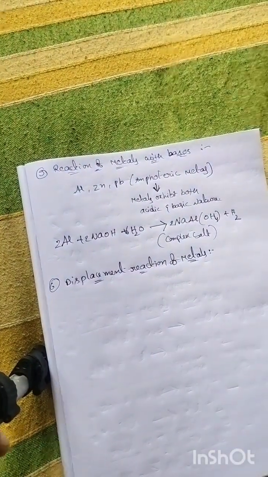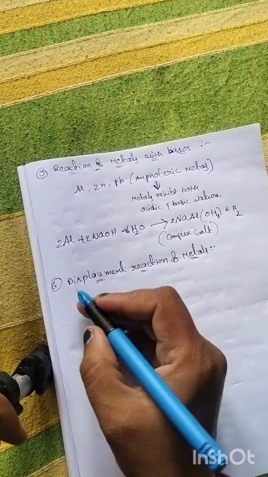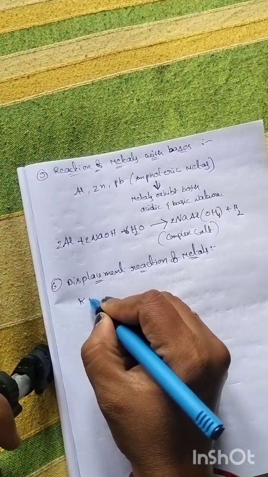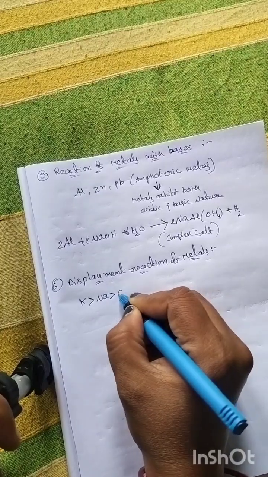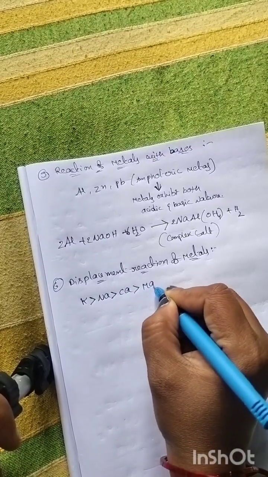Here I am going to write the reactivity series. The most reactive element is potassium, which is more reactive than sodium. Sodium is more reactive than calcium.